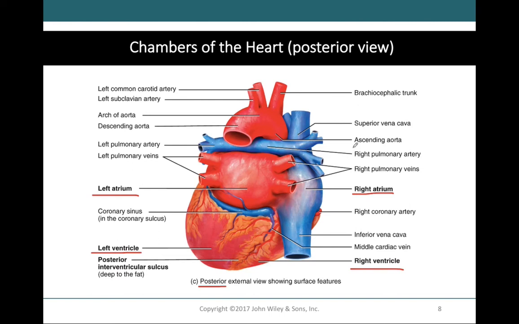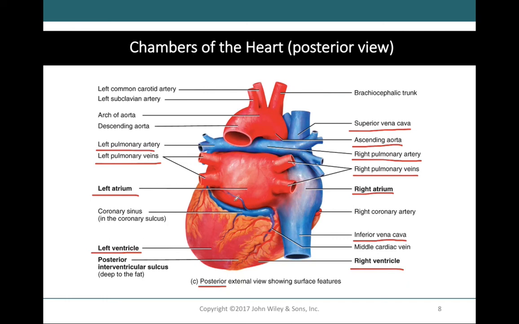We'll also see our aorta up here. We'll see our superior vena cava as well as our inferior vena cava, our right and left pulmonary veins, as well as our right and left pulmonary arteries. And you can actually see those a lot better from the posterior view. These are the pulmonary arteries, and these are going to be the pulmonary veins.